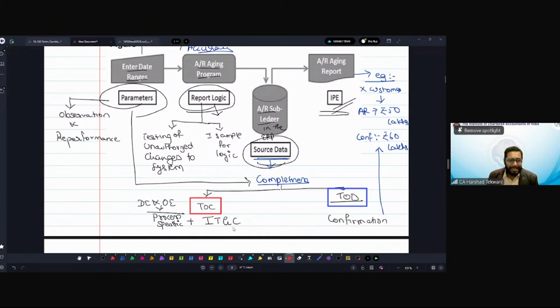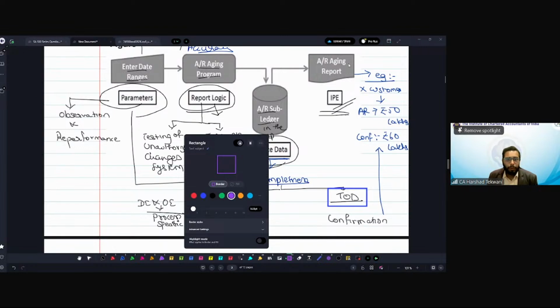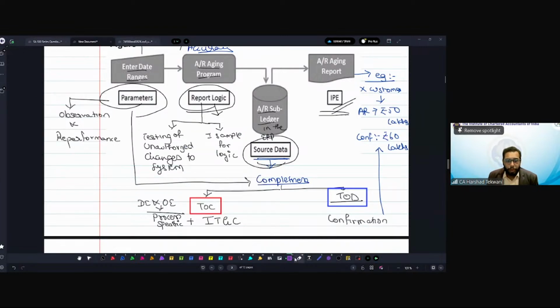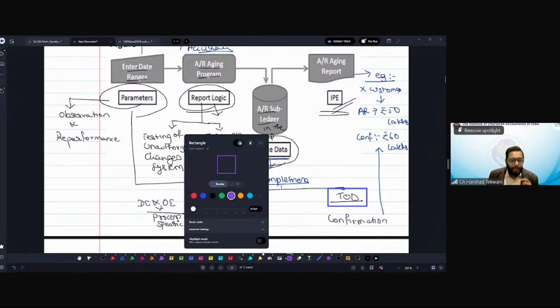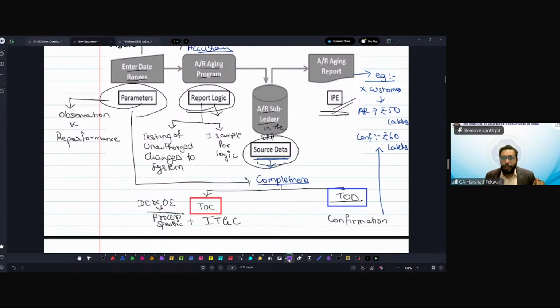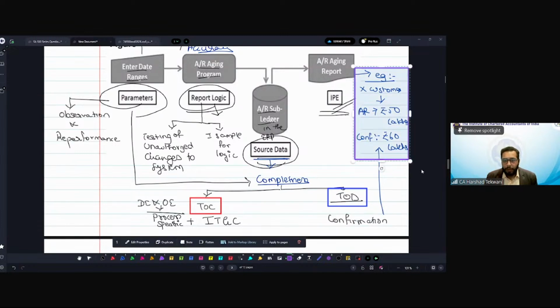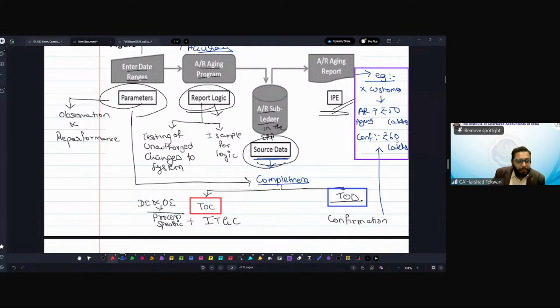What will you do for this inconsistency? So can you repeat your question? So let's say you obtained confirmation for customer X, and that confirmation came to 60 lakh rupees, the balance of the customer. Whereas the AR aging report that you obtained from the system showed a balance of 50 lakhs. So AR aging is giving a different balance than the confirmation obtained from the customer. So there is an inconsistency in the audit evidence.